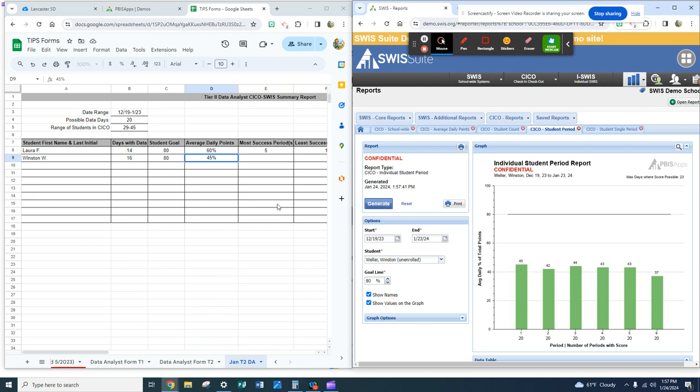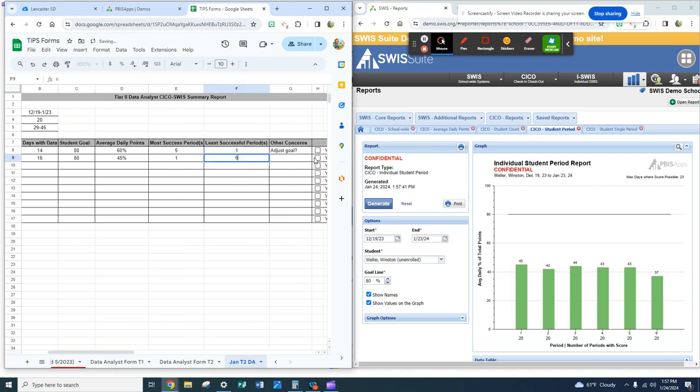So his most successful period is period 1. His least successful is period 6. Looks like he runs out of gas by the end of the day. So he might need an extra check-in time with his mentor, something like that, to keep him from tanking at the end of the day.